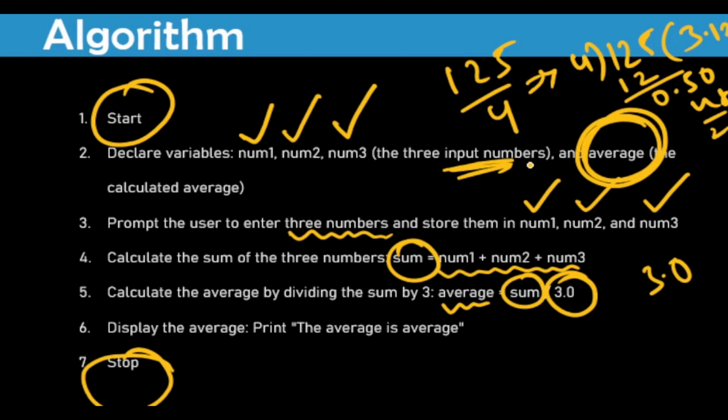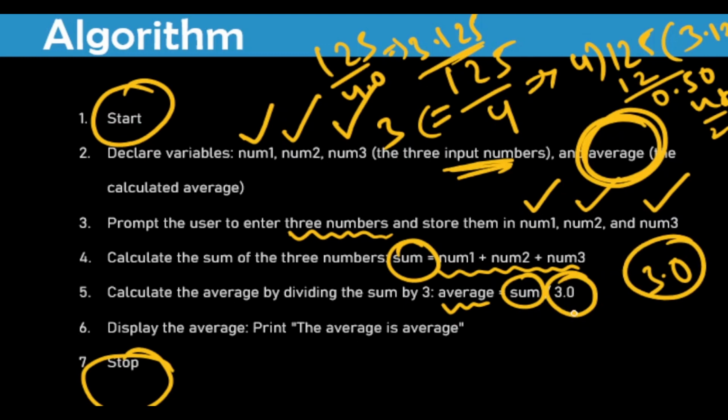3.125. Is it true? 3.125. If you write 125 by 4, you will get 3 directly. If you write 125 by 4.0, then you will get the fractional part. So we need to write 3.0. What if you write directly 3? You will not get this fractional part.